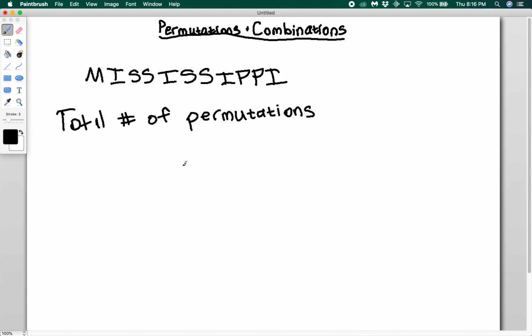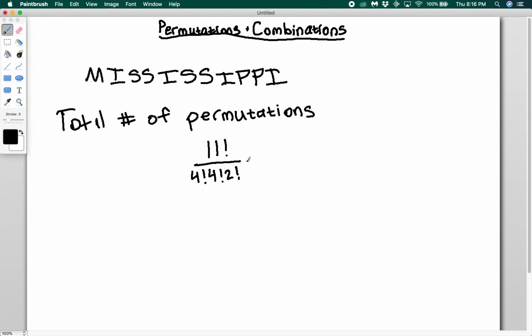So what we have to do instead is say, okay, well, we know the total number of permutations that it thinks we have is 11 factorial. But we have repeats, and what we need to do is divide out all of the possible repeats and get rid of those. So we say, well, we have 4 S's, so how many different ways can we arrange S's? There's 4 factorial ways to arrange S's. Same thing for I's. There's 4 factorial ways to arrange I's. And for P's, there are 2 factorial ways to arrange P's.